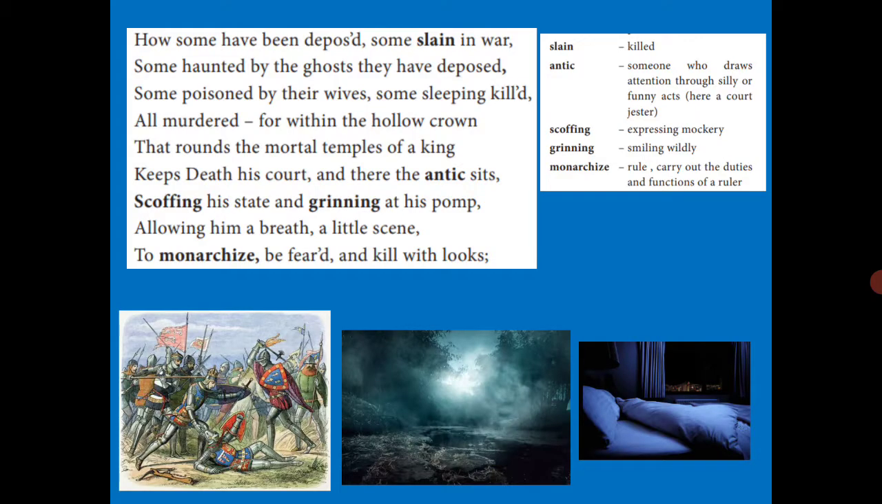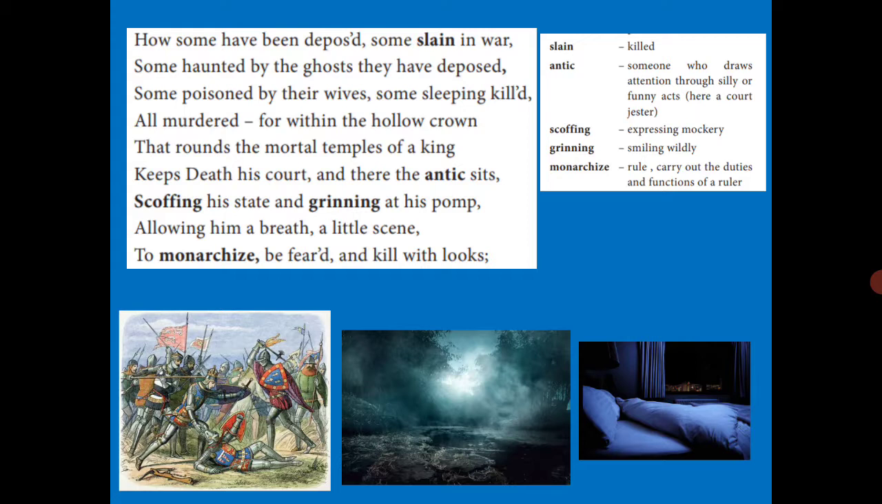Also, some have been deposed, some slain in war, some haunted by the ghosts they have deposed, some poisoned by their wives, some sleeping killed, all murdered. For within the hollow crown that rounds the mortal temples of a king keeps death his court, and there the antic sits, scoffing his state and grinning at his pomp, allowing him a breath, a little scene, to monarchize, be feared, and kill with looks.